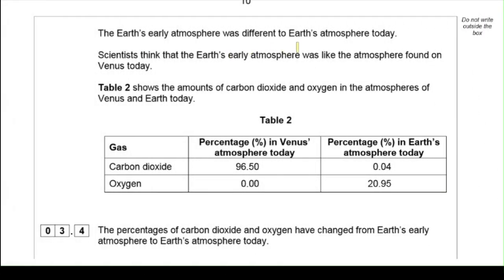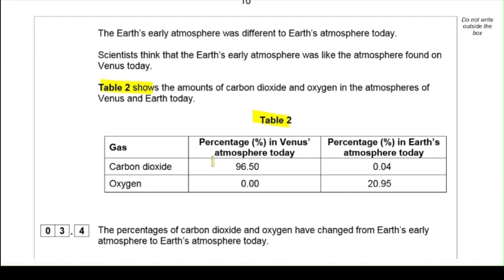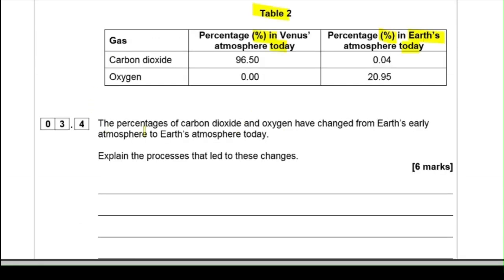Next question. The Earth's early atmosphere was different to Earth's atmosphere today. Scientists think that the Earth's early atmosphere was like the atmosphere found on Venus today. Table 2 shows the amount of carbon dioxide and oxygen in the atmosphere of Venus and Earth today. So here's table 2. We've got some percentages here of today on Venus and percentages on Earth today.